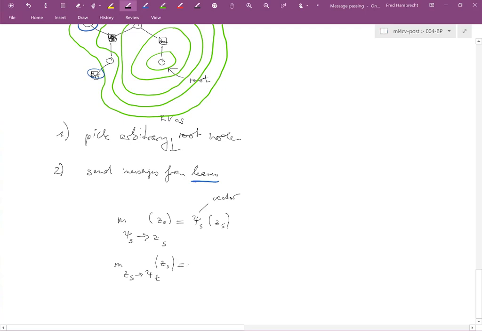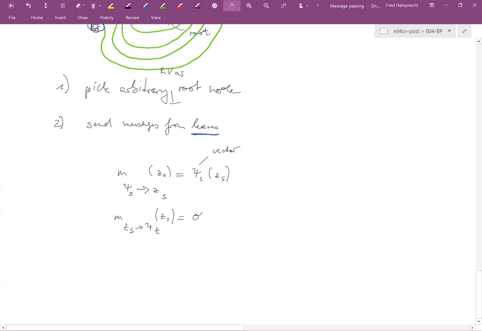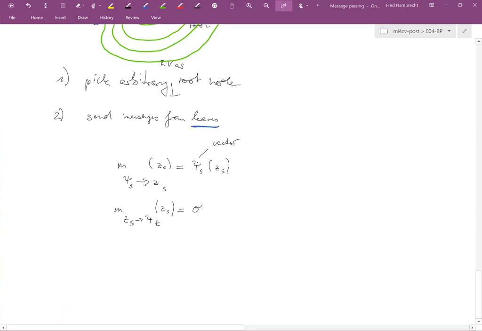And this message is just a vector of zeros. Yeah? So the random variable itself has no opinion about what state it should be in if it doesn't have a unary potential connected to it, if it doesn't have a unary factor connected to it. Okay, and now all the leaves have started sending messages.